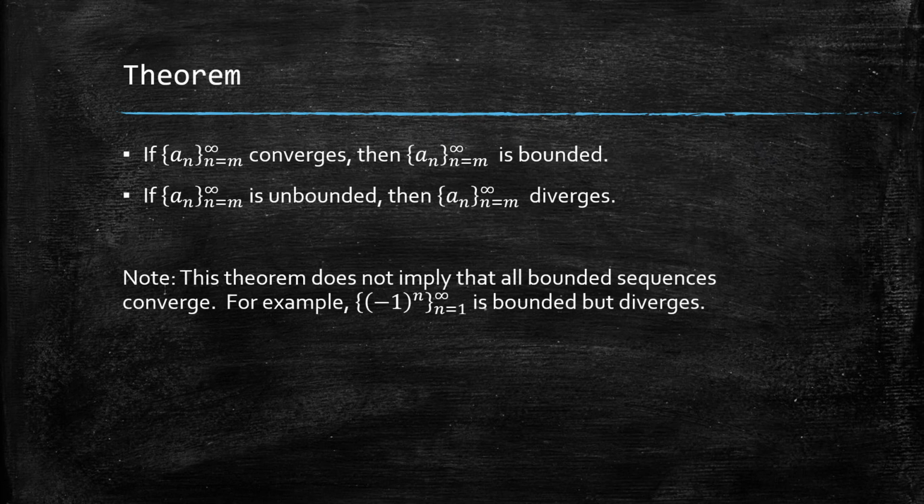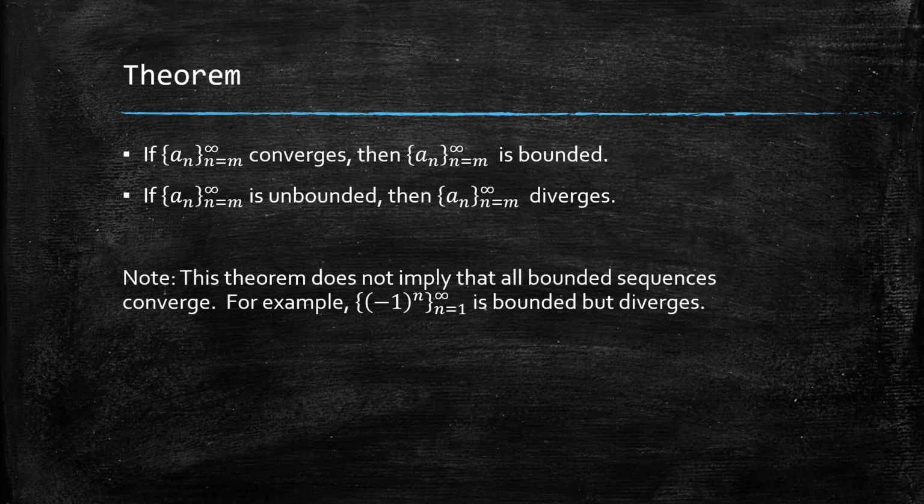Now, first a theorem, which states that if a sequence a_n converges, then that sequence a_n is bounded. So we know if it is a convergent sequence, then it must be a bounded sequence. If the sequence a_n is unbounded, then that sequence a_n diverges. So there's no way that it converges if that sequence is unbounded. Note, this theorem does not imply that all bounded sequences converge.